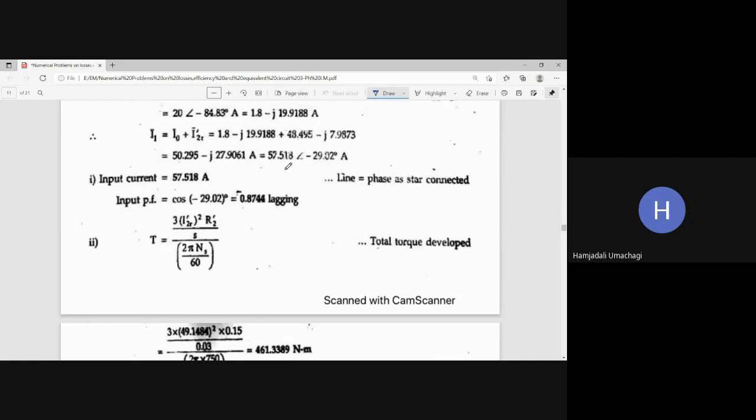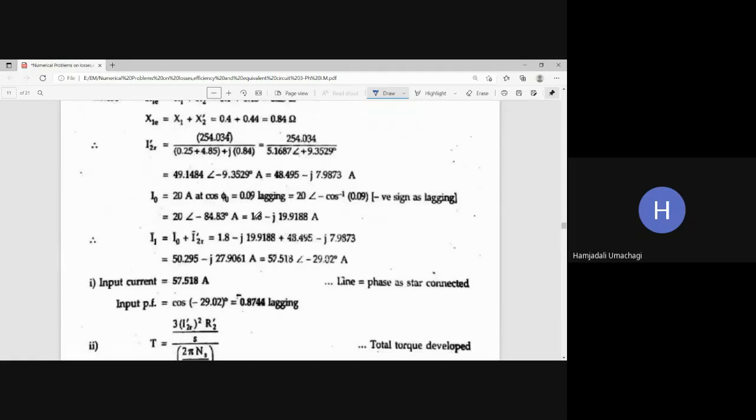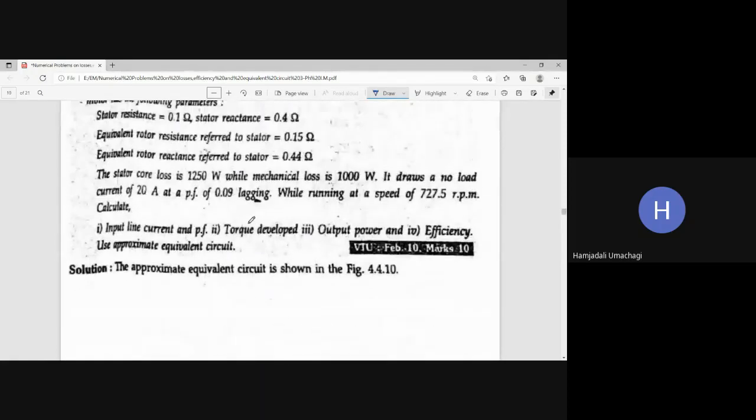Then the input power factor is equal to cos phi. The power factor angle is minus 29.02 degrees because it is an inductive load. So cos of minus 29.02 is 0.8744 lagging. So this is the power factor of the induction motor, which is lagging, that is 0.8744 lagging. This is the first parameter. After this, we should calculate the second parameter, torque developed, the third parameter, output power, and the fourth parameter, efficiency.